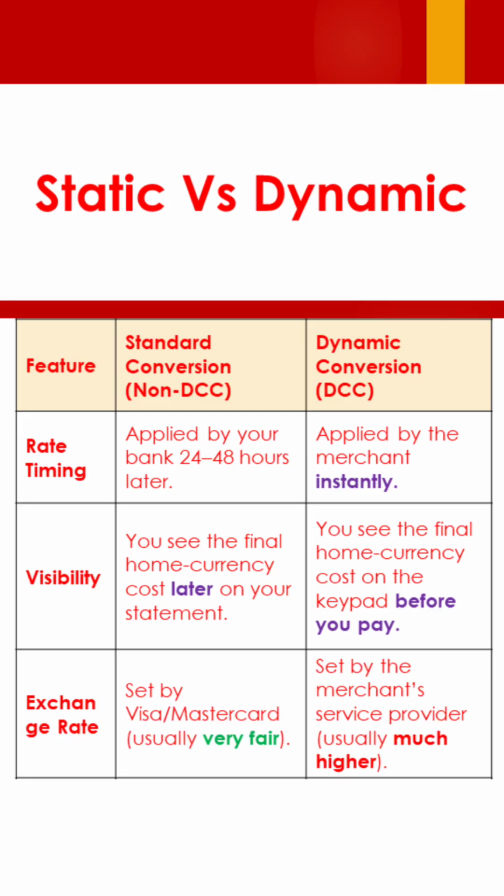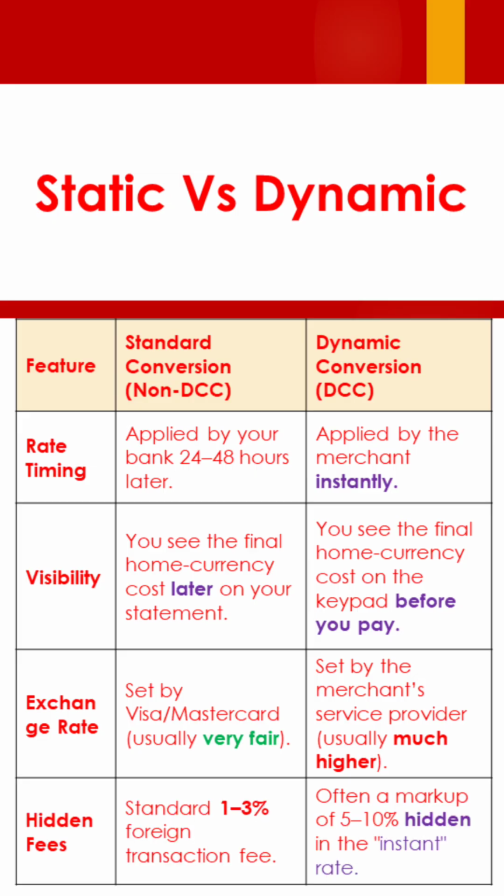Point 3 is that in static, users get a fair rate, but in dynamic, the final charge is higher because of extra fees. Point 4 is that in static, the final charge is within 1 to 3%, but in dynamic, final charge can even go beyond 5%. Don't worry if you are not able to understand these. Now, ahead in this video, we have examples to explain how these charges are calculated by the bank.